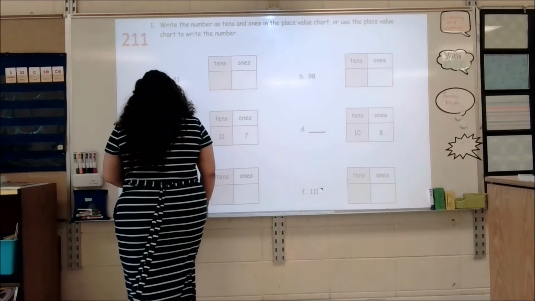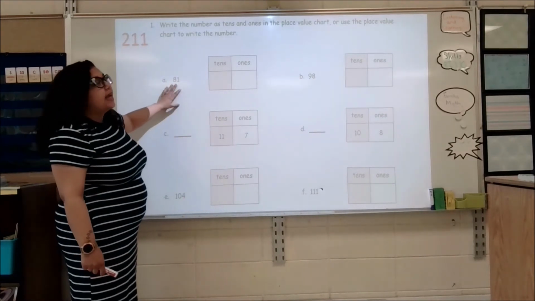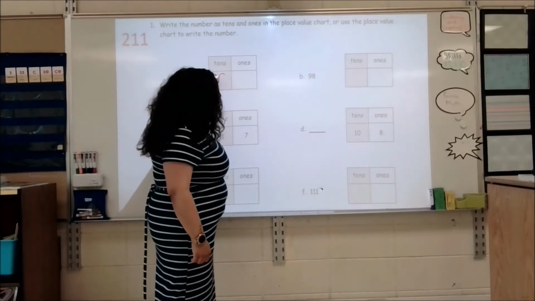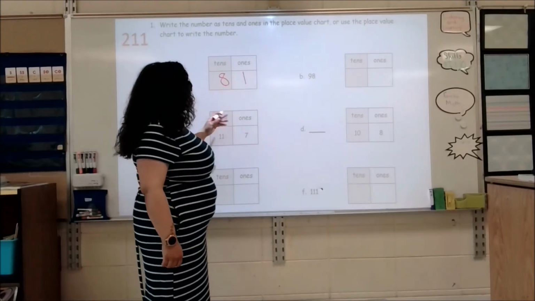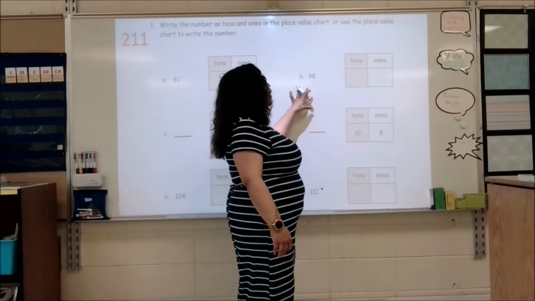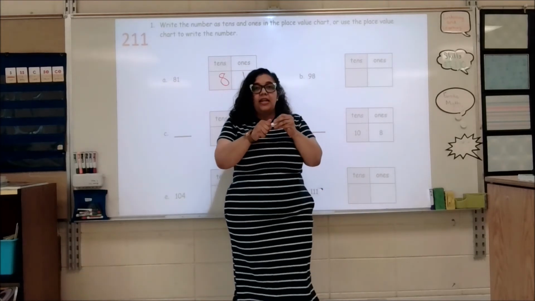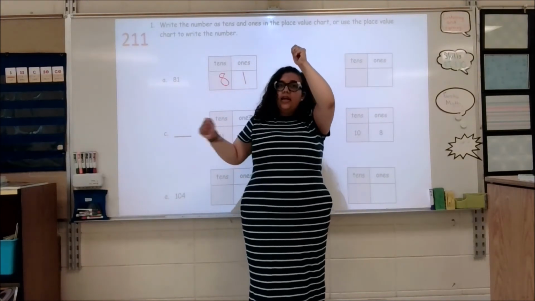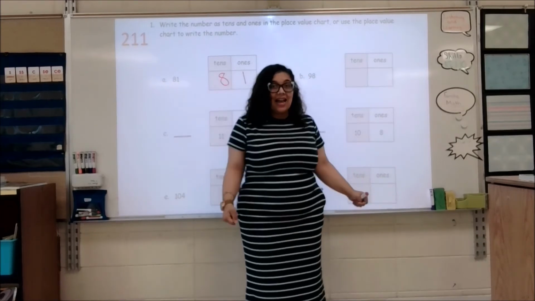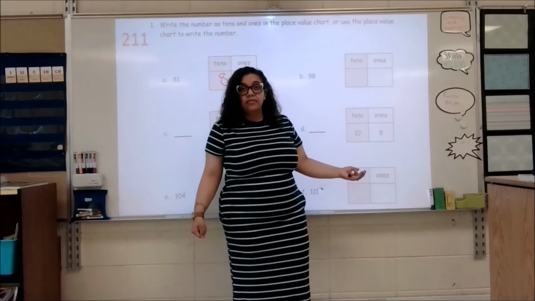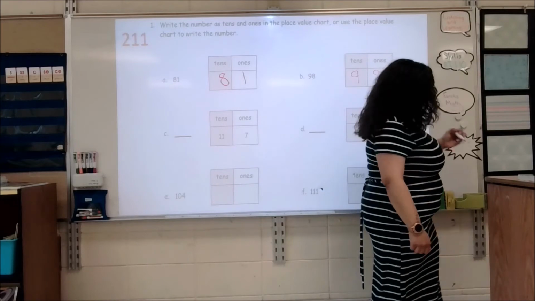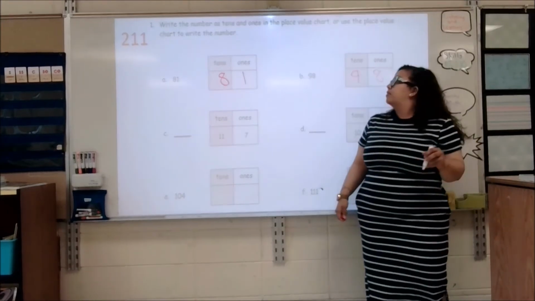So this first one, the number is 81. If I break that into tens and ones, that is 8 tens and 1 one. Easy peasy lemon squeezy. Letter B says 98. Let's take 98 and break it into tens and ones. How many groups of 10? 9. How many ones? 8. Good. 9 tens, 8 ones. Great job. Let's keep going.